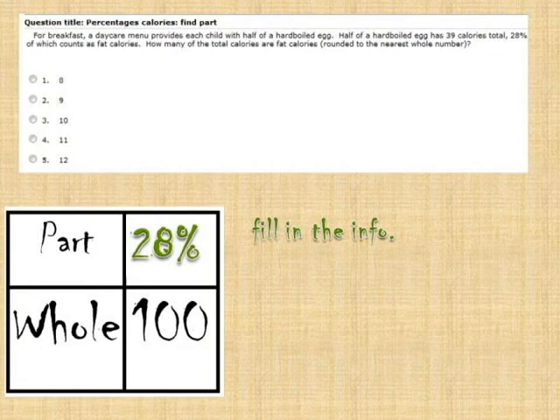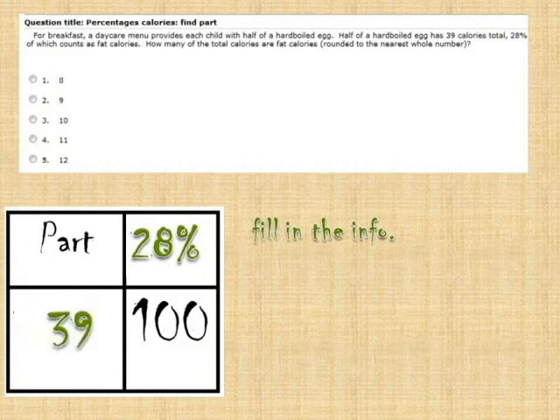Well, let's look at what the question is asking us. The question is asking how many of the total calories are fat calories. Presumably, the egg isn't entirely composed of fat calories. So in fact, the fat calories that the child is consuming when eating the egg is only part of the total calories. So that 39 is going to go in the position of the whole.